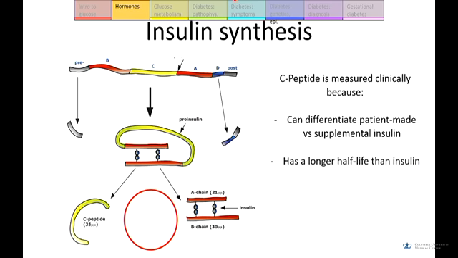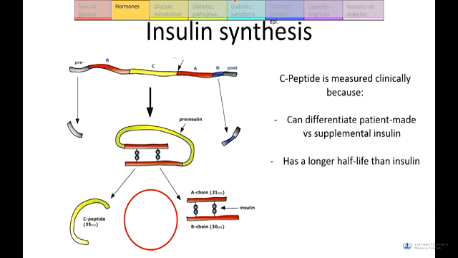So insulin is made as proinsulin, and to be activated, the C-peptide needs to be cleaved off. The C-peptide is, as far as we know, biologically inactive, but it's still clinically relevant. It's made in a 1-to-1 ratio with active insulin because it's cleaved off the precursor. It can be measured clinically to help differentiate if a patient has been making insulin, or if they've been receiving supplemental insulin.